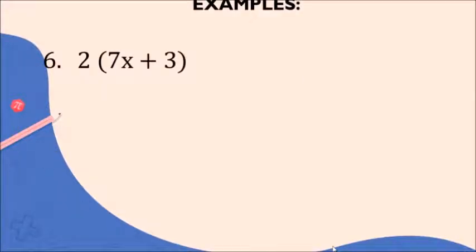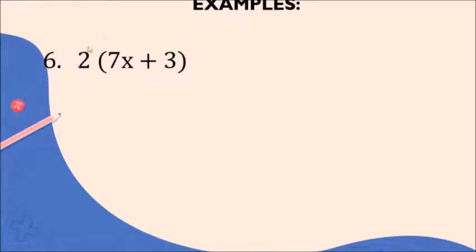Let's have example number 6. Now in this example, we are about to multiply a monomial to a binomial. Okay? Now how do we multiply a monomial and a polynomial? In this case, we have to remember the distributive property. Again, let's remember the distributive property. The first thing I need to do is to multiply 2 to the first term, and then I will multiply it once more to the last term.